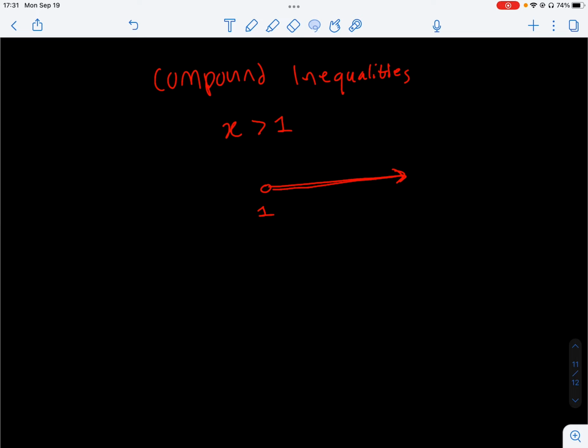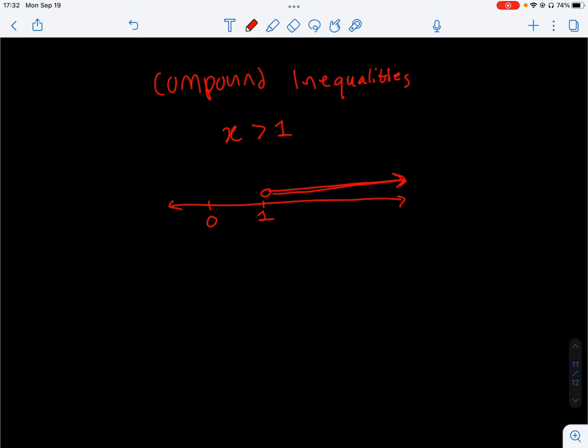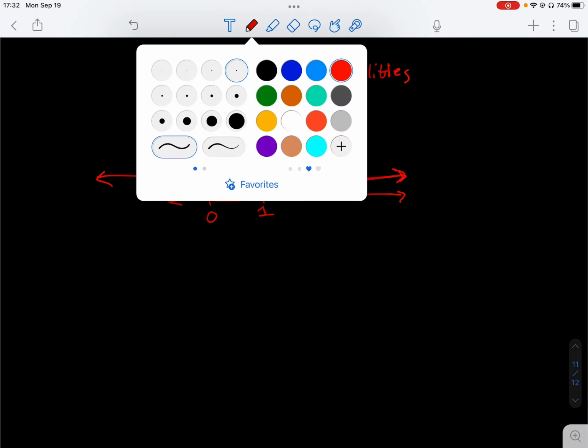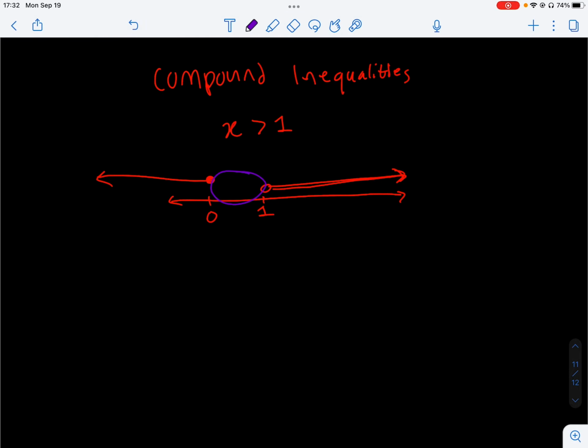But what if we wanted to have some extra solutions here? What if, for instance, on the number line, for reasons unbeknownst to us, we also wanted the numbers that are less than or equal to 0? What if we only really wanted to leave out these numbers here between 0 and 1, not including 0? Well, we would need a second inequality.